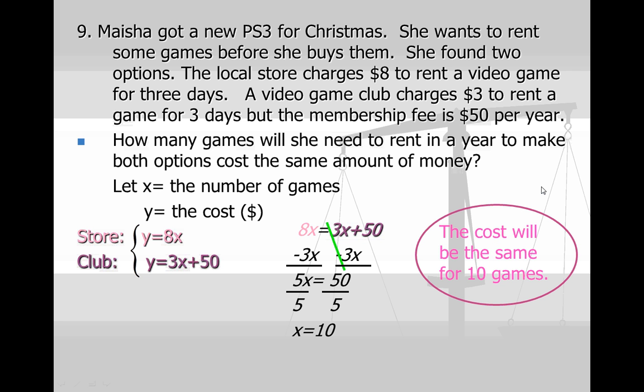Well, wait a minute. That's great, but how much is it? Can you find that out? So if you take x to be 10, put that in there. 8 times 10 is 80. So for 10 games, it'll cost you $80 at either place, because 3 times 10 is 30, plus 50 is 80.